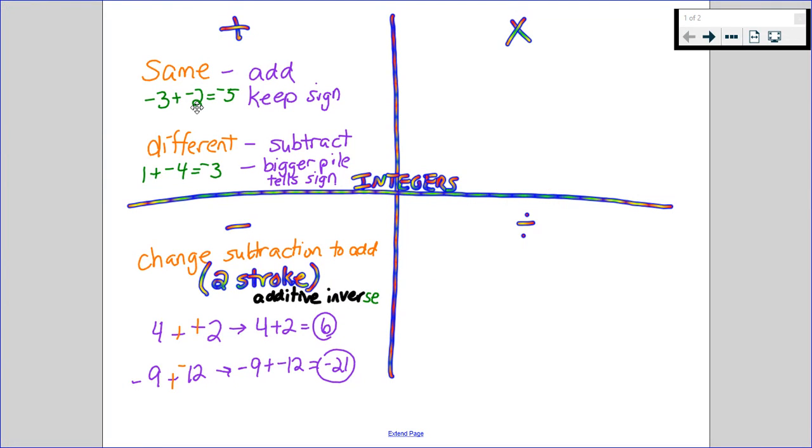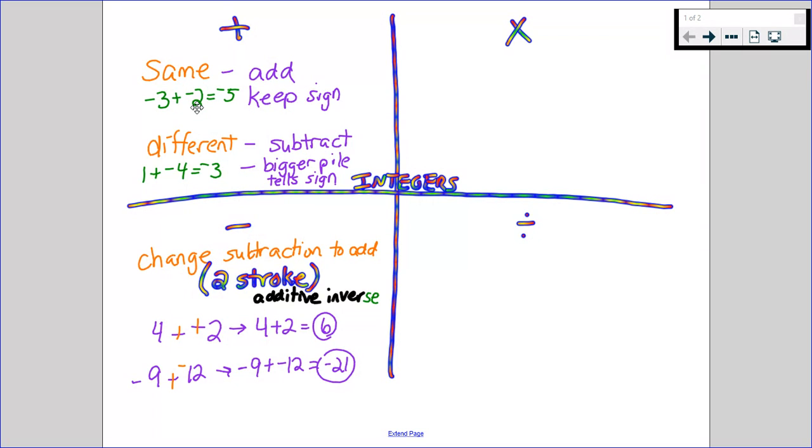So today we're going to talk about dividing integers. The good news, it's exactly the same as multiplying. You're just going to divide instead. I want to continue with our graphic organizer. If you have yours, you can continue filling it out. Otherwise, you can just watch what I'm doing here.